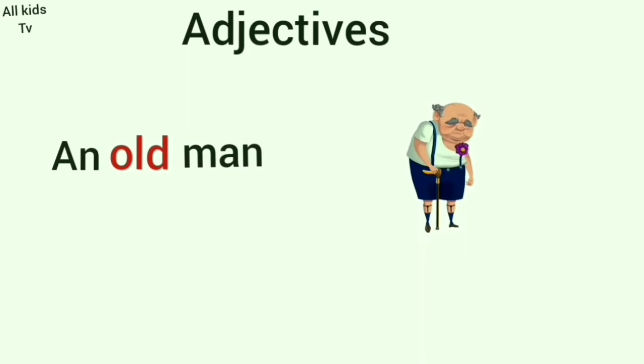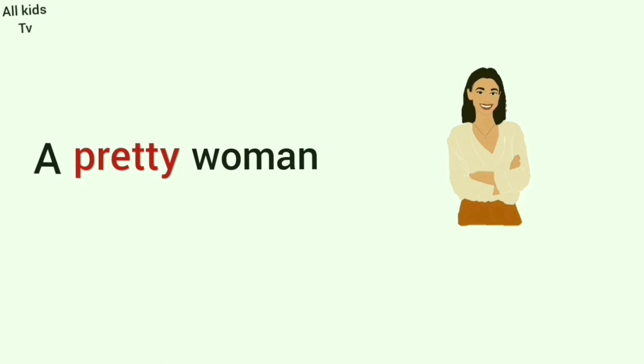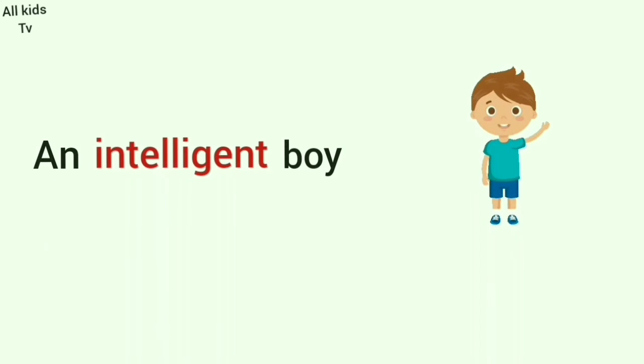An old man. Here, old describes the age of the man. So, old is the adjective. A pretty woman. Here, pretty is the adjective. It describes the noun woman. An intelligent boy. Here, intelligent describes the quality of a boy. So, intelligent is the adjective.